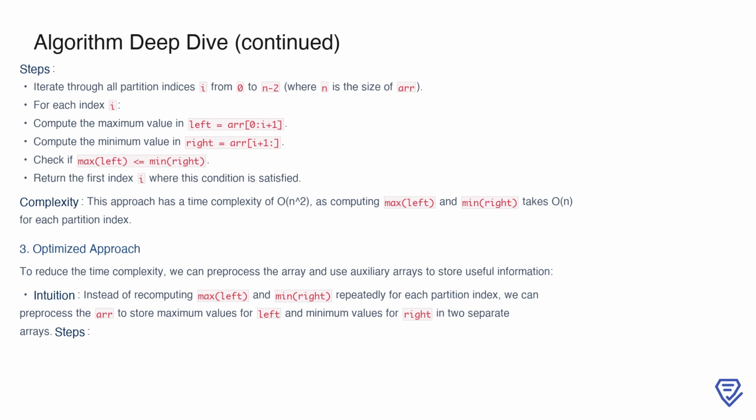If this condition is met, we return the current index I. However, this approach is computationally expensive because each calculation of the maximum or minimum value takes O(n) time, and we repeat these calculations for each partition index. This results in an overall time complexity of O(n squared), which is inefficient for larger input sizes. To overcome this, we need an optimized approach that avoids redundant calculations.